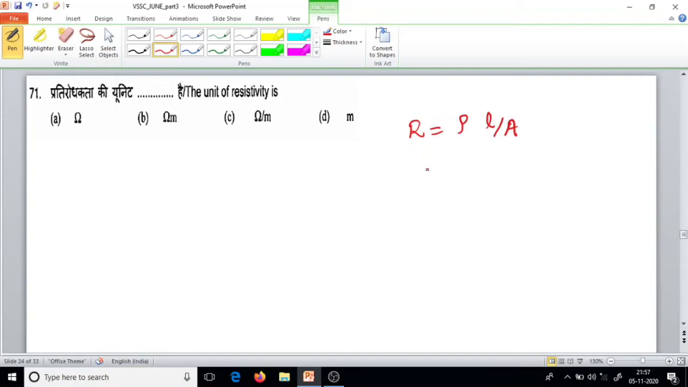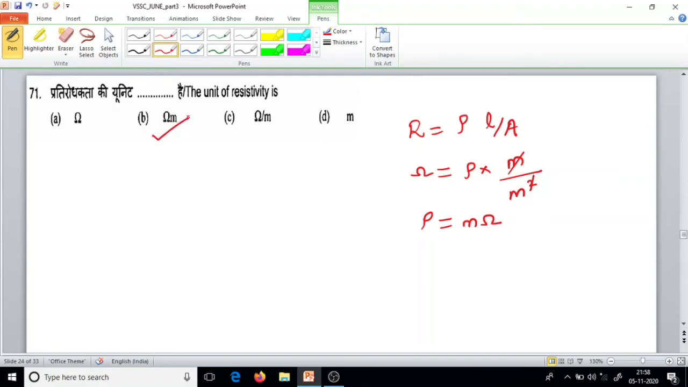So resistance unit is ohm. Rho is a coefficient. L is in meter, area will be in meter square. So 1 meter gets cancelled. So the unit of rho will come as ohm meter. So the answer is option B, ohm meter.